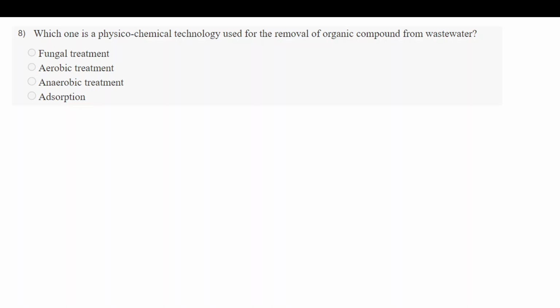Anaerobic treatment or absorption? Anaerobic treatment, no, no, that we discussed, anaerobic will have microbes. Right, so absorption will be the correct answer. Yes, absorption. Okay.